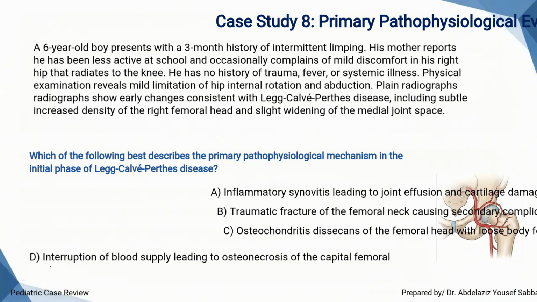Which of the following best describes the primary pathophysiological mechanism in the initial phase of Legg-Calvé-Perthes disease? Option A, inflammatory synovitis leading to joint effusion and cartilage damage. Option B, traumatic fracture of the femoral neck causing secondary complications. Option C, osteochondritis dissecans of the femoral head with loose body formation. Option D, interruption of blood supply leading to osteonecrosis of the capital femoral epiphysis.